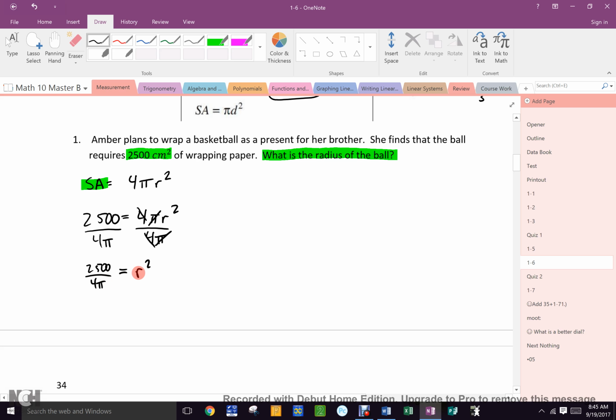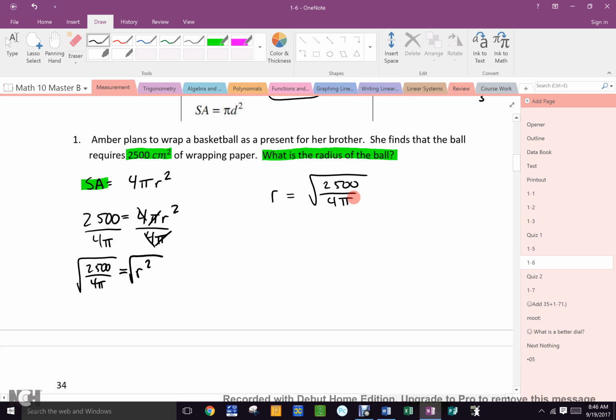What's the last thing I need to do to get r by itself? Square root. Just like in Pythagoras, right? We're left with c squared. We've got a square root to get rid of a square. So what do I got to do to this side? If I do something to one side, I got to do the same thing over here. So I just put a square root in there. Everybody cool? So now r equals the square root of 2,500 over 4 pi.